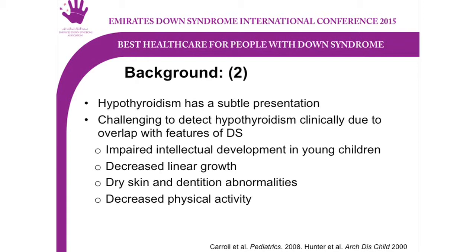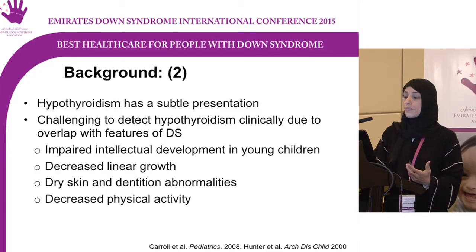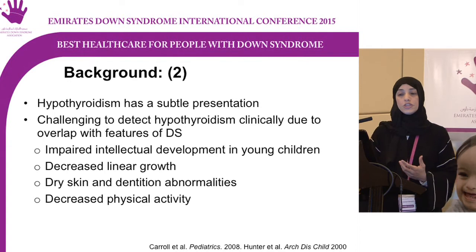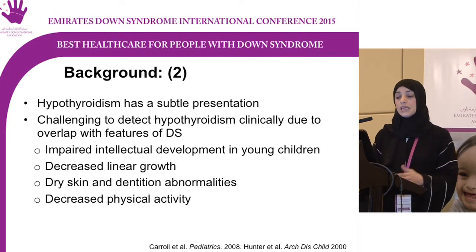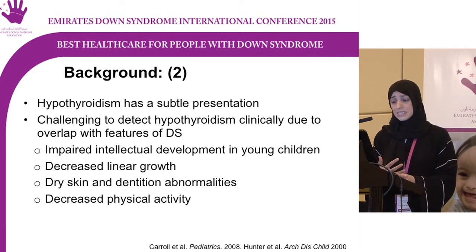As we know, most of the people who have hypothyroidism do have a subtle presentation before the diagnosis. And it's more challenging in kids with Down syndrome because there's an overlap between the signs and symptoms of hypothyroidism and the clinical features of Down syndrome, namely the impaired intellectual development in young children, the decreased linear growth, dry skin and dentition abnormality, and decreased physical activity.